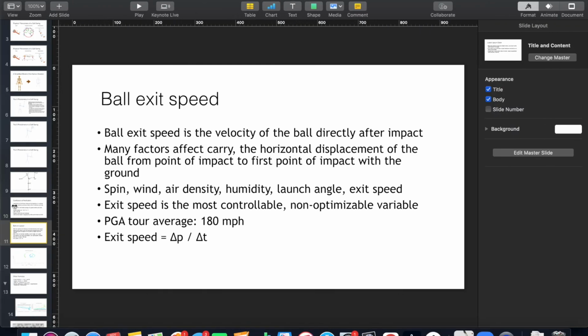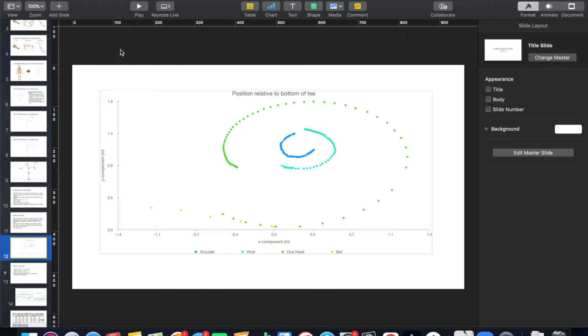And visualizing this graphically, we get our position diagram. So in green, we have the club head, in blue, we have the shoulder. In this turquoise color, we have the wrist, and then yellow is the ball.